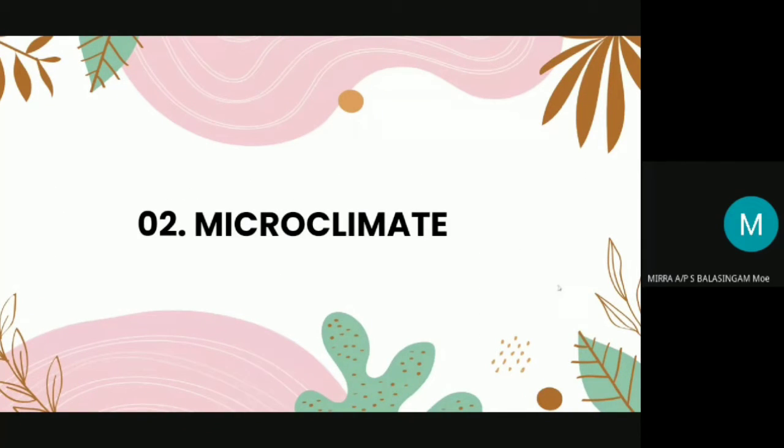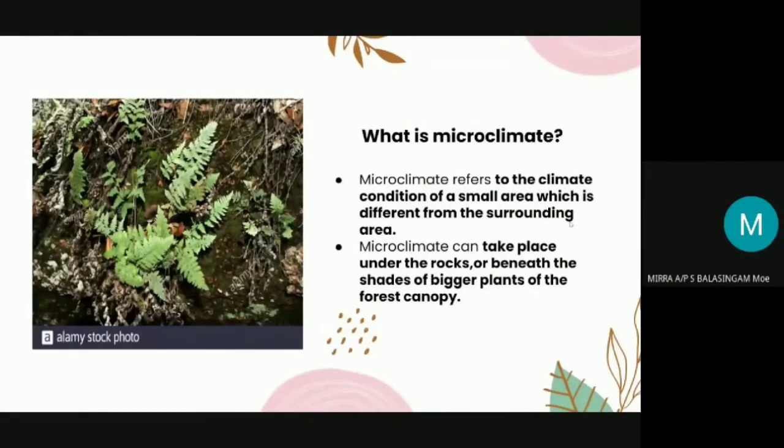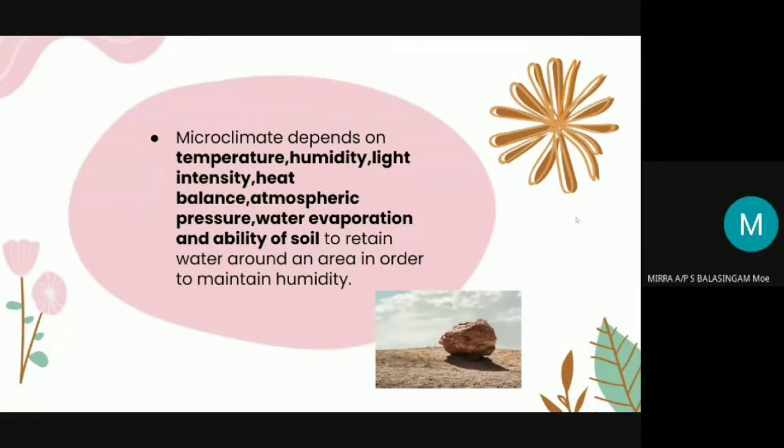Moving on, I'll be explaining further about the microclimate. So what is microclimate? Microclimate refers to the climate condition of a small area which is different from the surrounding area. Microclimate can take place under the rocks or beneath the shades of bigger plants of the forest canopy. Microclimate depends on temperature, humidity, light intensity, heat balance, atmospheric pressure, water evaporation, and ability of soil to retain water around an area in order to maintain humidity.